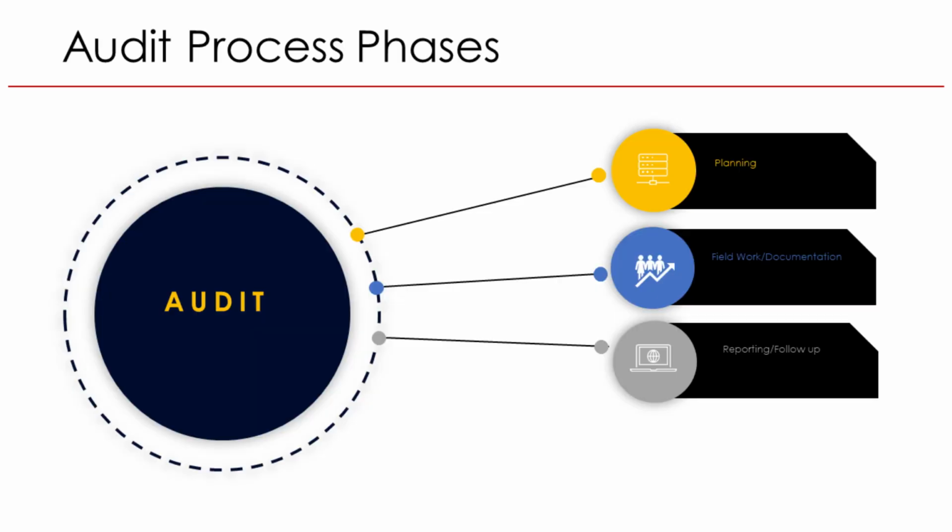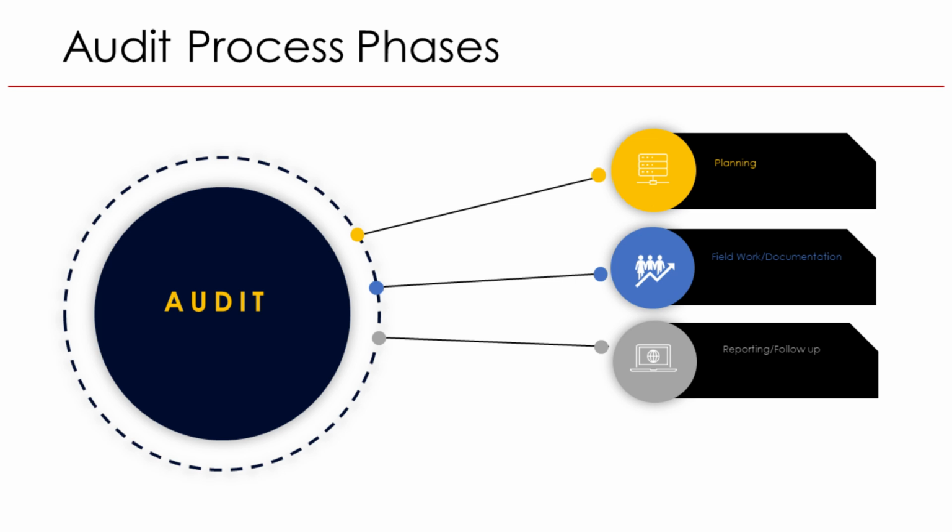This slide shows the three key phases of the audit process: planning, fieldwork, and reporting and follow-up. In the planning phase, we define the audit's objectives, scope, and risks. For example, when auditing a bank's mobile app, we'd focus on controls around user authentication and transaction security.